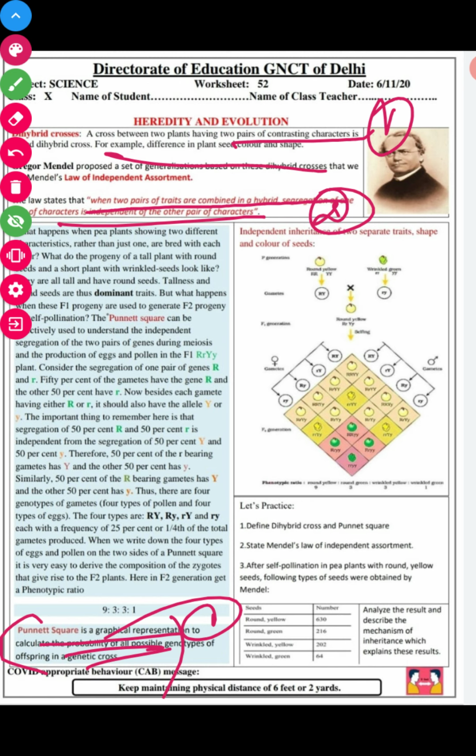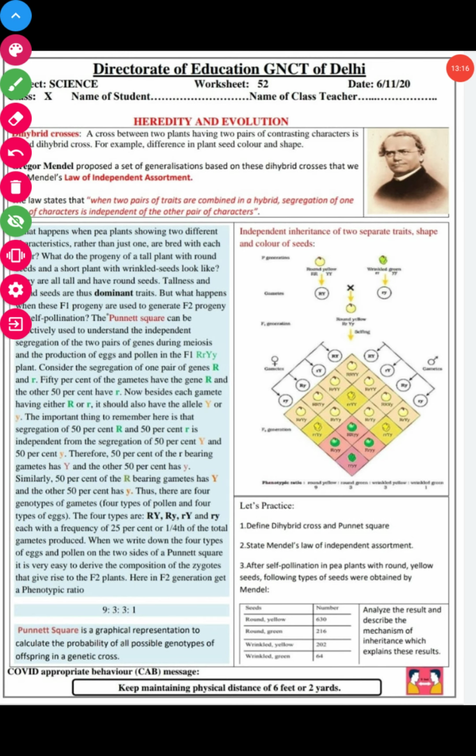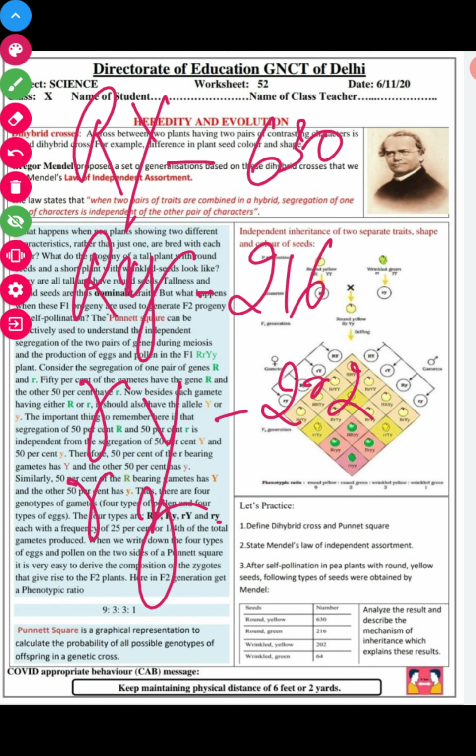Third question, it's very simple. In the third question, we have round yellow 630, round green, wrinkled and yellow, and wrinkled and green. I will write it in short form, it will be good to revise and remind you. So we have the numbers 630, 260, 202 and 64.